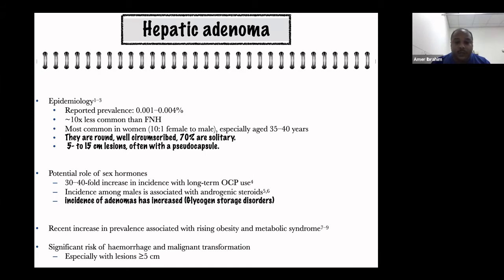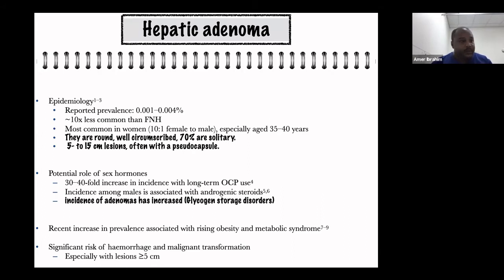It's usually round and well circumscribed, and most of the time solitary. The size is mostly between 5 and 15 centimeters, and it always has a pseudocapsule. There is sensitivity to sex hormones: you can always see these hepatocellular adenomas in female patients on oral contraceptive pills for a very long time, and even in male patients on anabolic steroids for a very long time, like bodybuilders. Some diseases, like glycogen storage disorders, have a high predisposition for hepatocellular adenomas.